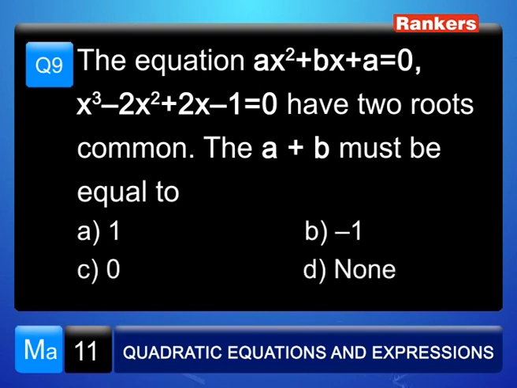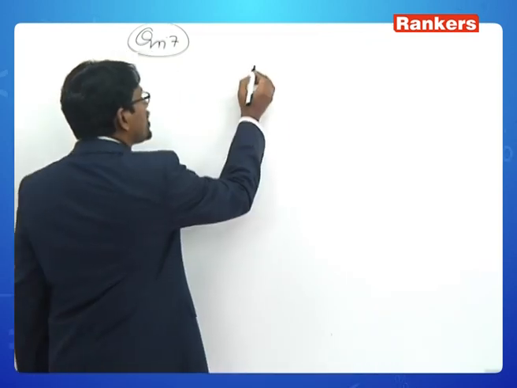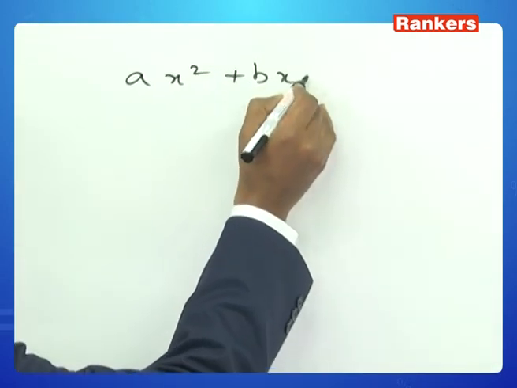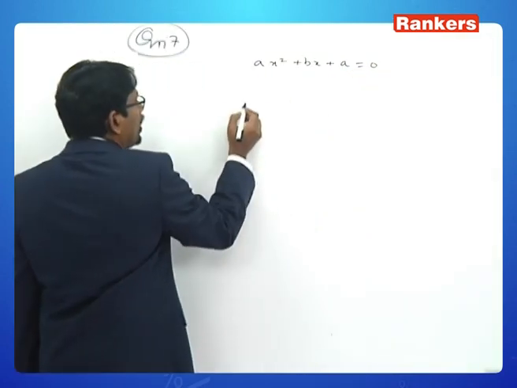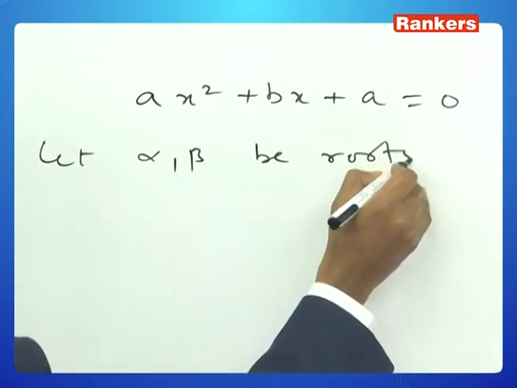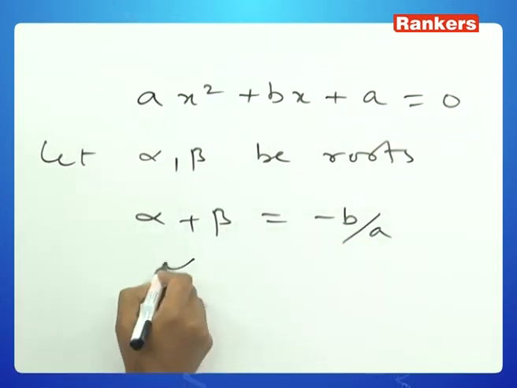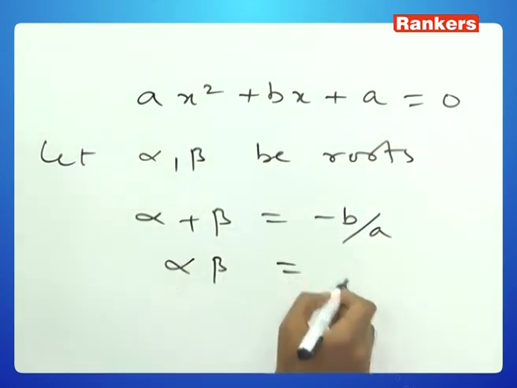Let's look at the next question here. The equations ax squared plus bx plus c equal to 0 and x cubed minus 2x squared plus 2x minus 1 equal to 0 have two roots in common. Then what should be the value of a plus b? The options: a 1, b minus 1, c 0, d none of these. Now let's have a look at these equations. ax squared plus bx plus c equal to 0. Let alpha and beta be the roots of this equation. Alpha plus beta will be minus b by a and alpha into beta will be equal to a by a, that is 1.